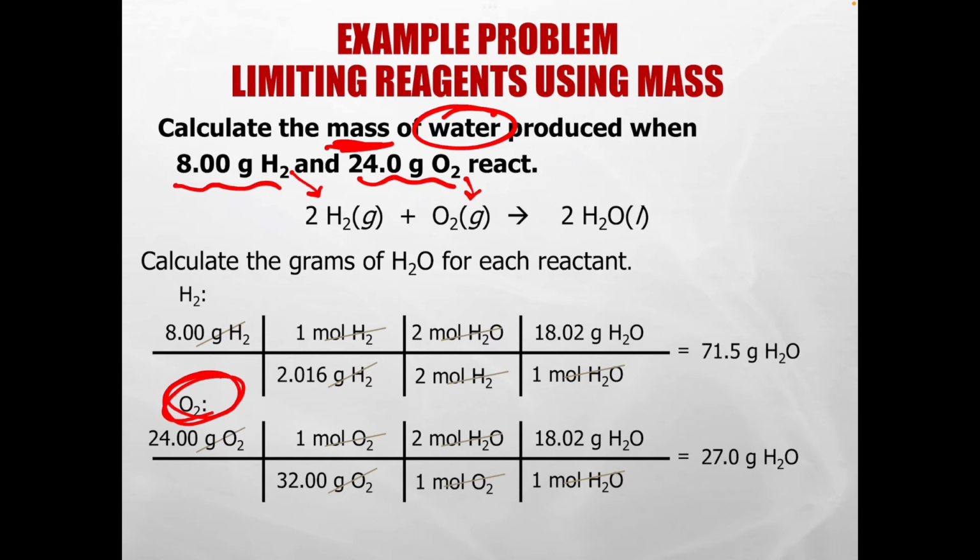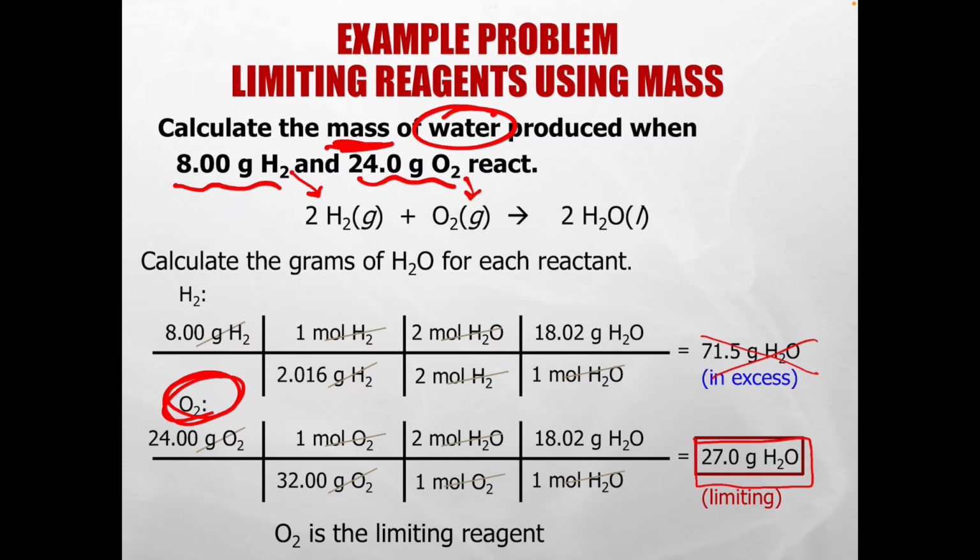So oxygen here is our limiting reagent. Since oxygen here is our limiting reagent, that means the maximum amount of product that can be formed is 27 grams of water. We can't produce 71.5 grams of water because we will run out of oxygen before we get there. We are always limited by our limiting reagent, so that means the actual mass of water that's produced here is going to be 27 grams of water. Okay? So again, oxygen is our limiting reagent and hydrogen is our reagent in excess.